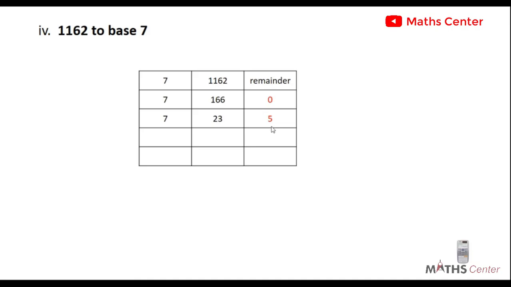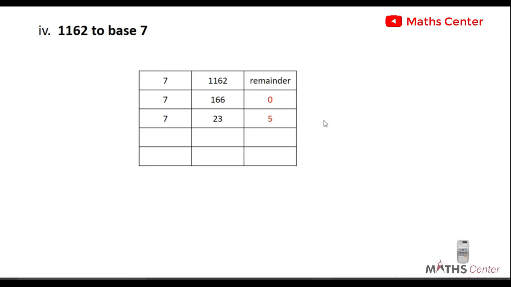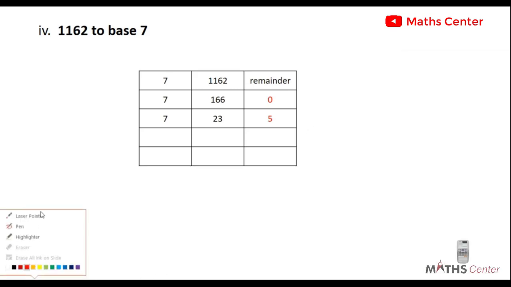Now we need to find the remainder. In finding the remainder, multiply 7 by 23, which is the whole number, and we see that we have 161. So we subtract 161 from 166, and we have a remainder of 5, because 166 minus 161 gives us 5. Next, we divide 23 by 7.